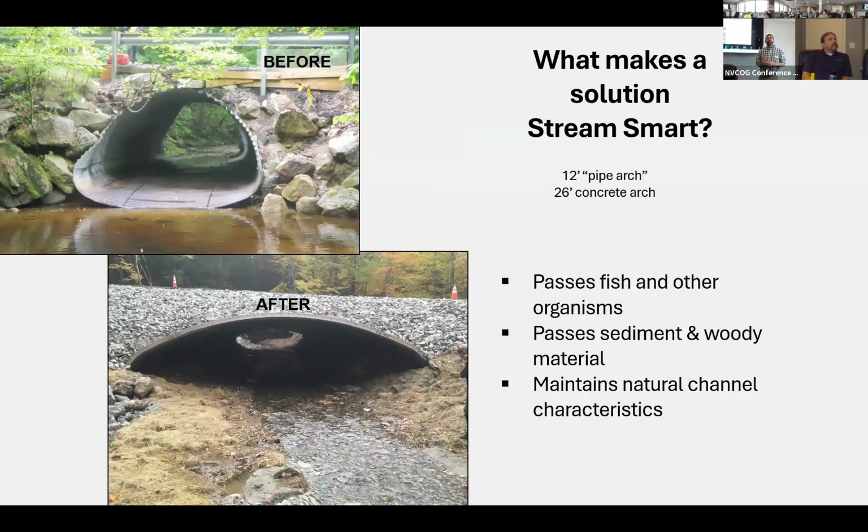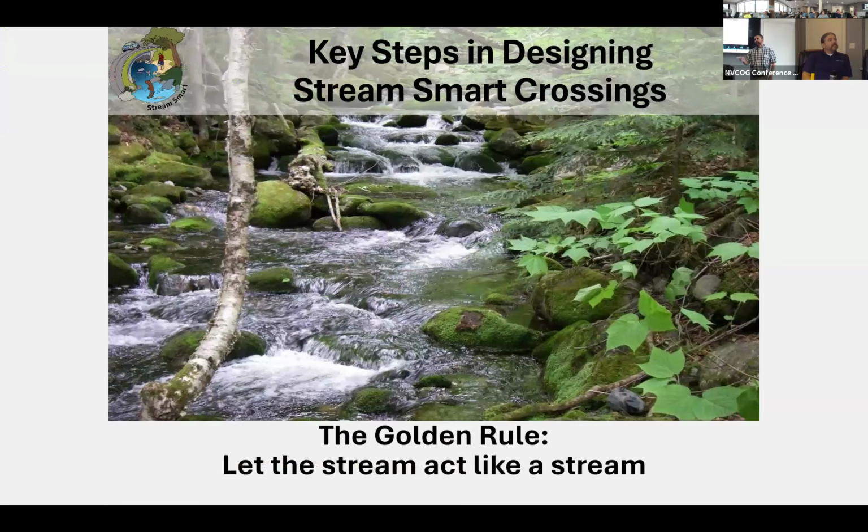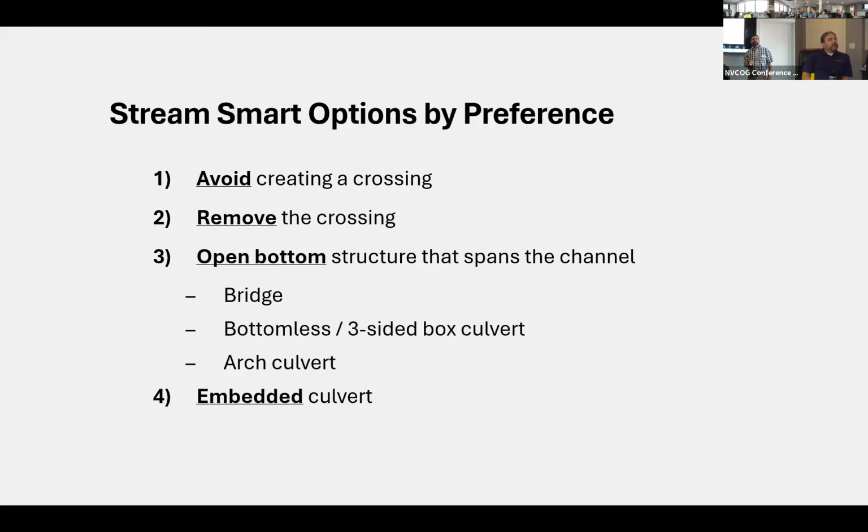So what makes a solution stream smart? It's got to pass fish and other organisms, it's got to pass sediment and woody material, and it should maintain the natural channel characteristics. And so I want to talk a little bit about the design process, or some of the key steps in designing them. There's a golden rule: let the stream act like a stream. But what does that really mean? I'm going to hit on a couple of the bigger ones.